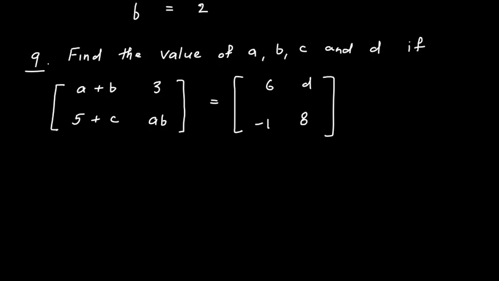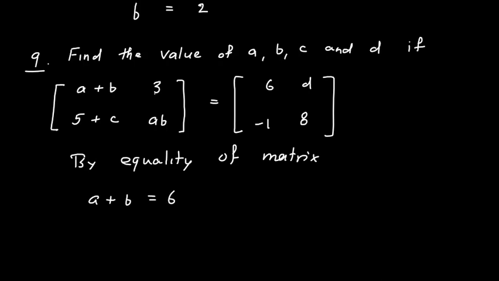Now here the 9th problem is: find the value of a, b, c and d if these two matrices are equal. So again, we will compare, or I will say that by equality of matrix, a plus b we will get a plus b equal to 6, 3 equal to d. 3 equal to d means d is equal to 3.